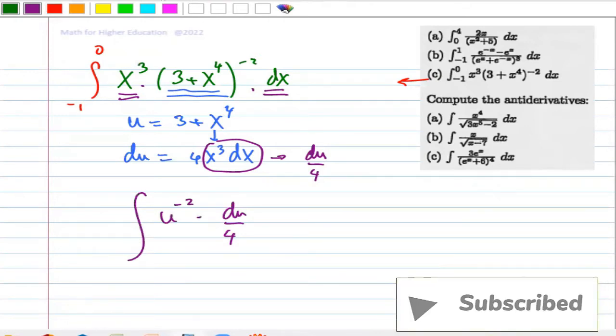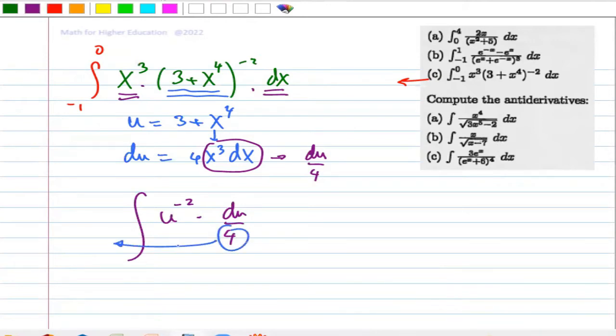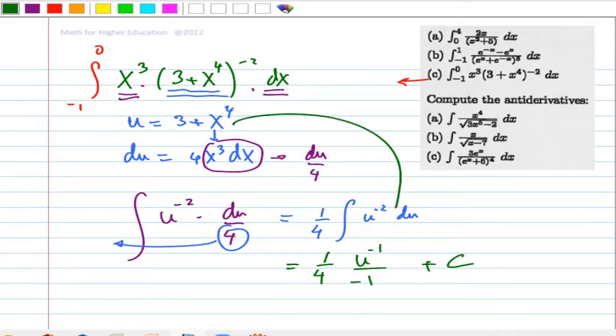Now the number n, you can kick it out. So it would be 1 over 4 times the integral. I'm just writing it properly. It is rule number 1: you add 1, you divide. So you add 1, you get minus 1 over, plus a constant. And then you get back u. How much is u? You put it back.